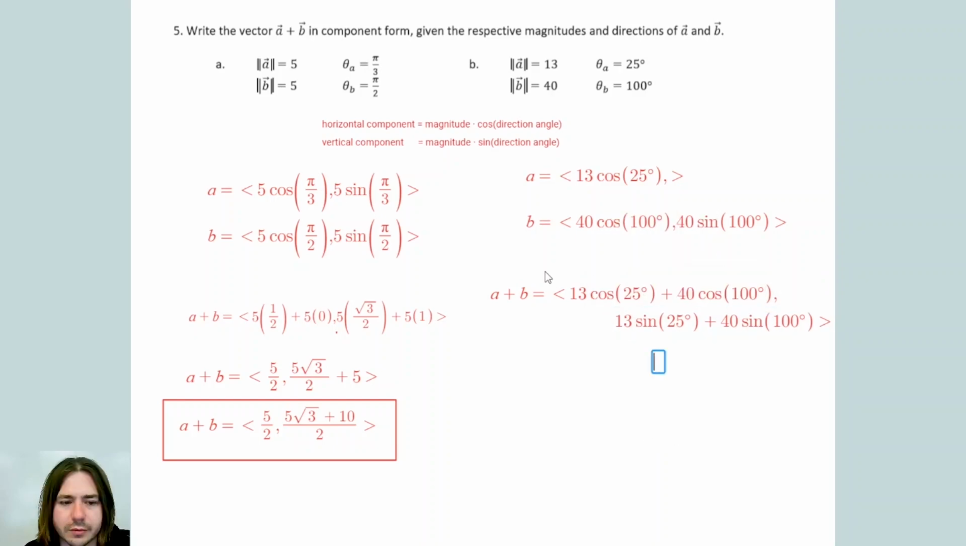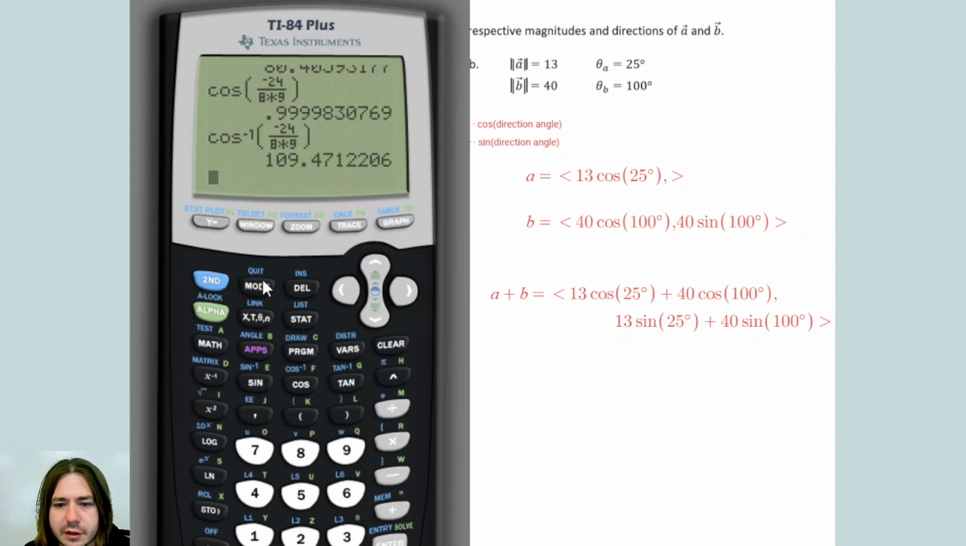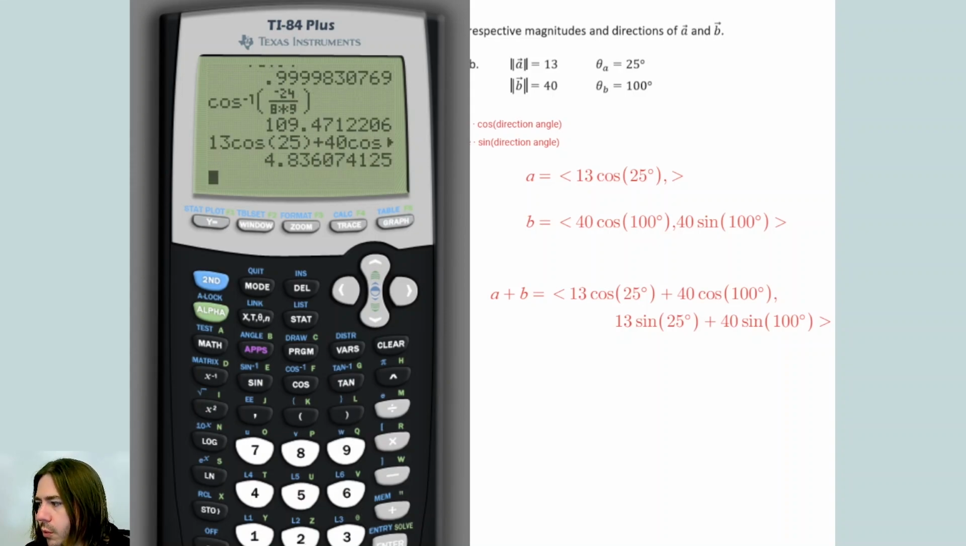And so we're just going to put this in the calculator. Let's bring out the calculator one last time here. I'm in degrees. Let's make sure I'm still in degrees. Looking good. And so we've got 13 cosine 25 plus 40 times the cosine of 100. And I get about 4.8.